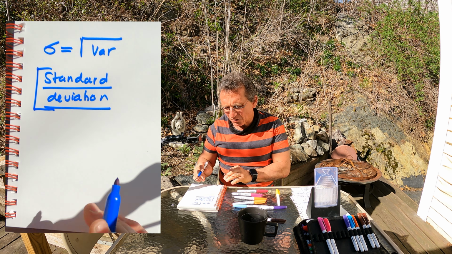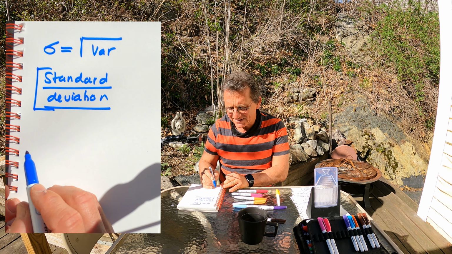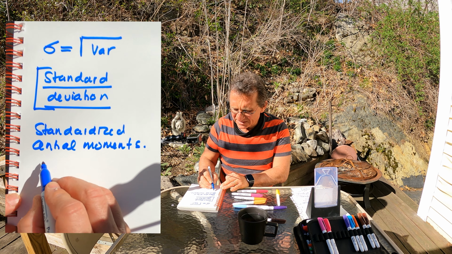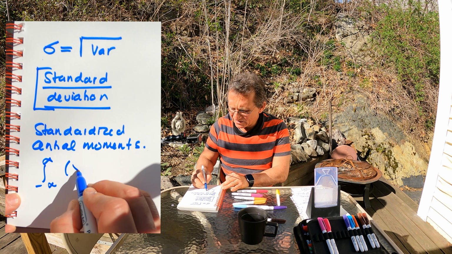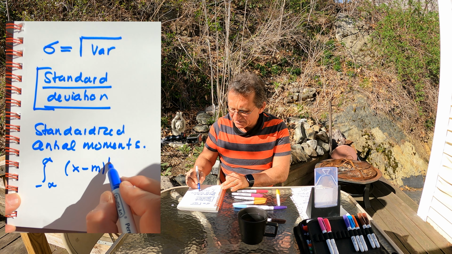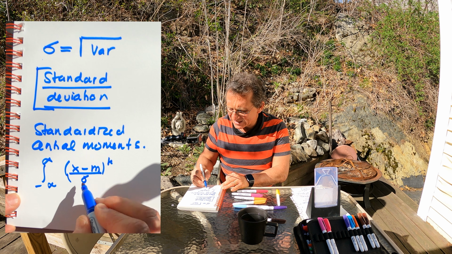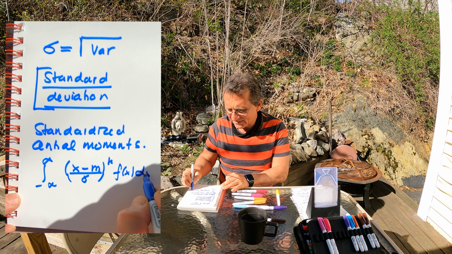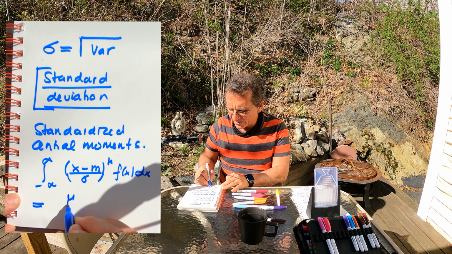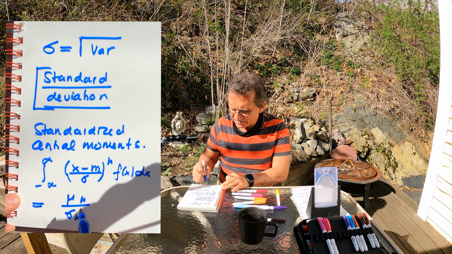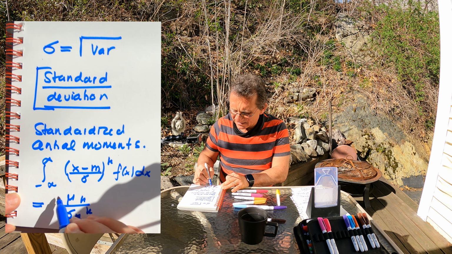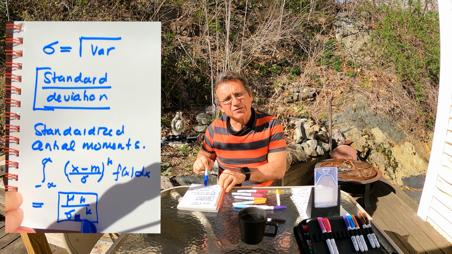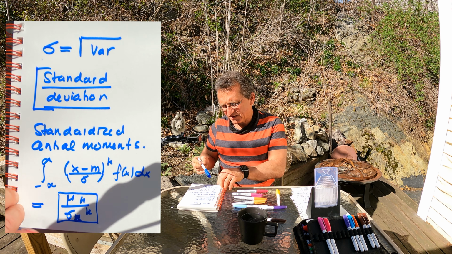And then with this notion, we can also define standardized central moments. What we have is that we take the integral from minus infinity to infinity, and then we take x minus m to the k, and we divide by sigma, the standard deviation, to the k, times f of x dx. And this can be just expressed as mu_k over sigma to the power k. So that's a nice formula. If you know the central moments and if you know the standard deviation, we can get that.